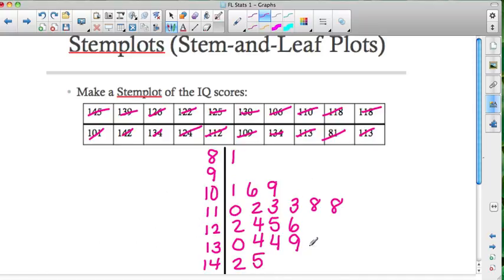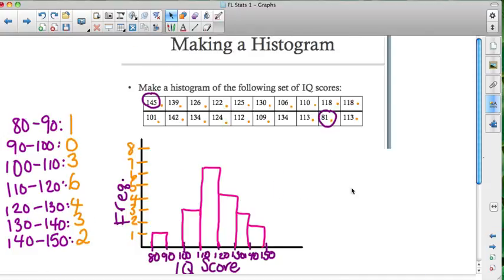And so this is actually kind of like a histogram, because if you rotate your head 90 degrees to the right, you can sort of see bars corresponding to how many numbers there are. But what's nice about this is that you actually retain the values. You can get back to your original data set just by looking at this. Whereas with a histogram, you lose that. I can't look at a histogram and tell you what the raw scores were.